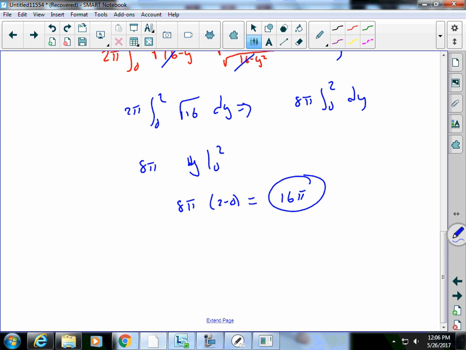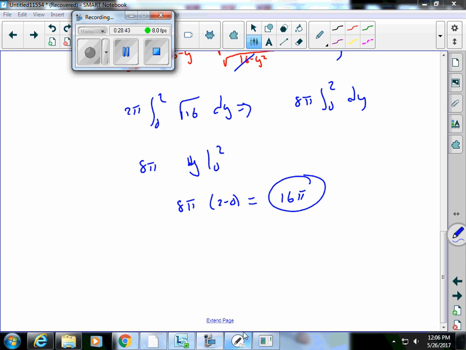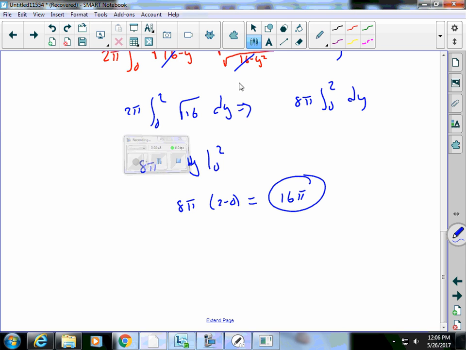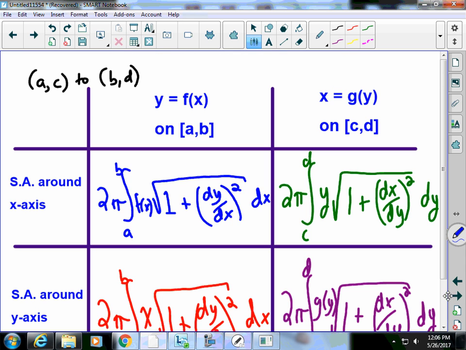So the surface area for this problem is just 16 pi. All right, we're going to keep going, see what we have left. Now we're going to look at what we have. These are the functions that we've been using and how they work.